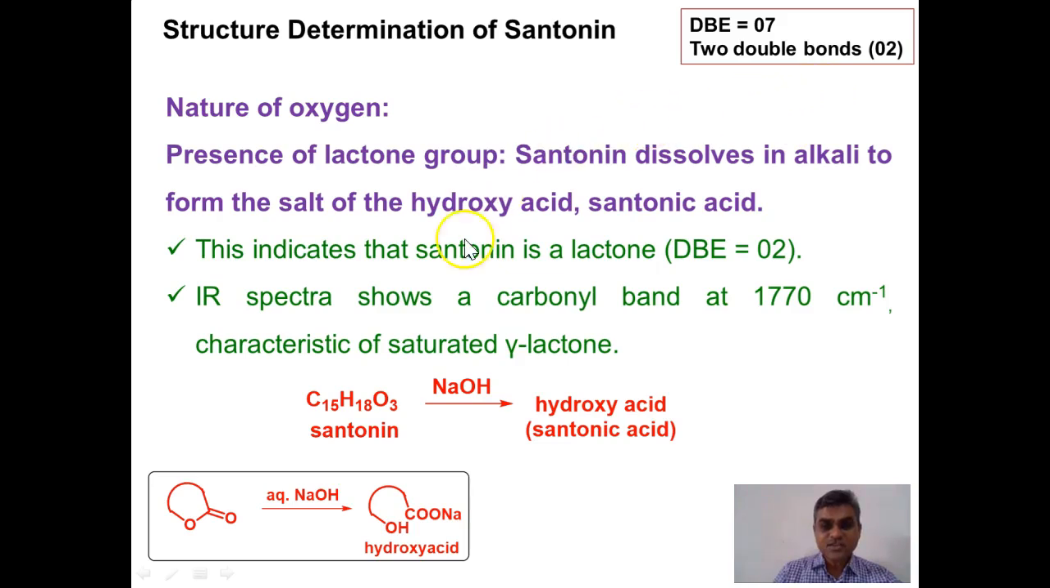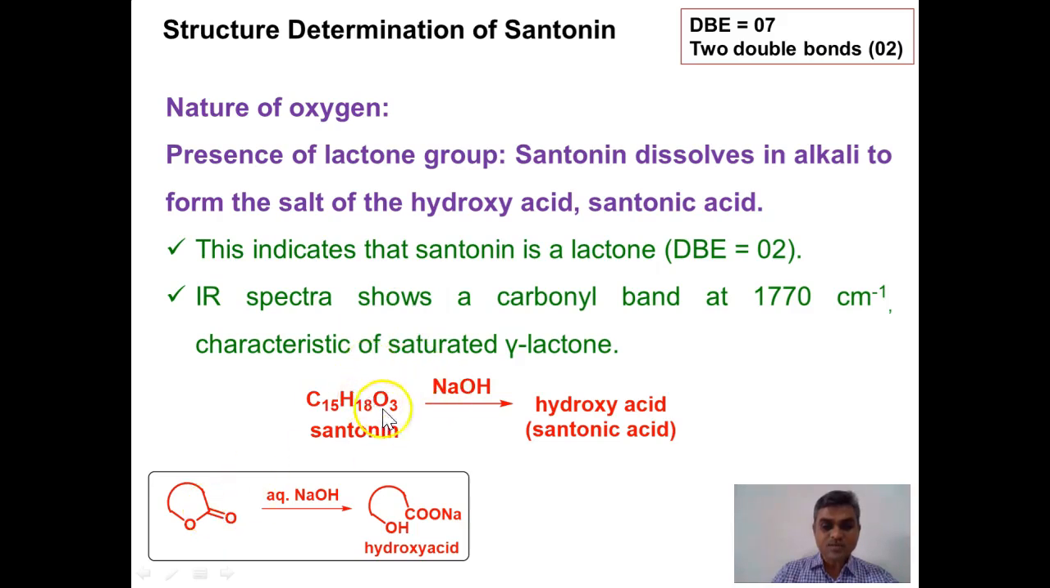Now let us find out the nature of oxygen. There are 3 oxygens in the formula of Santonin, and for that we have to do some experiments. One of the experiments is the treatment with alkali. When Santonin is treated with alkali, it forms a sodium salt of a hydroxy acid. The formation of hydroxy acid is possible only when we assume the starting material to be a lactone type of moiety. So since Santonin forms a hydroxy acid, it means that Santonin molecule is a lactone.